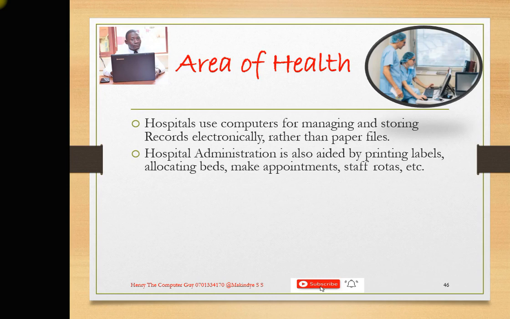Hospital administration is also aided by printing labels, allocating beds, making appointments, staff rotas, etc. They want to print labels which are going to be put on the medicine. They will use computers to design them, then use printers to print them out. They will use computers to allocate the beds to the patients, to make appointments with their patients, and even to make rotas of those people who are on duty, for example, for a week or some other days to come.